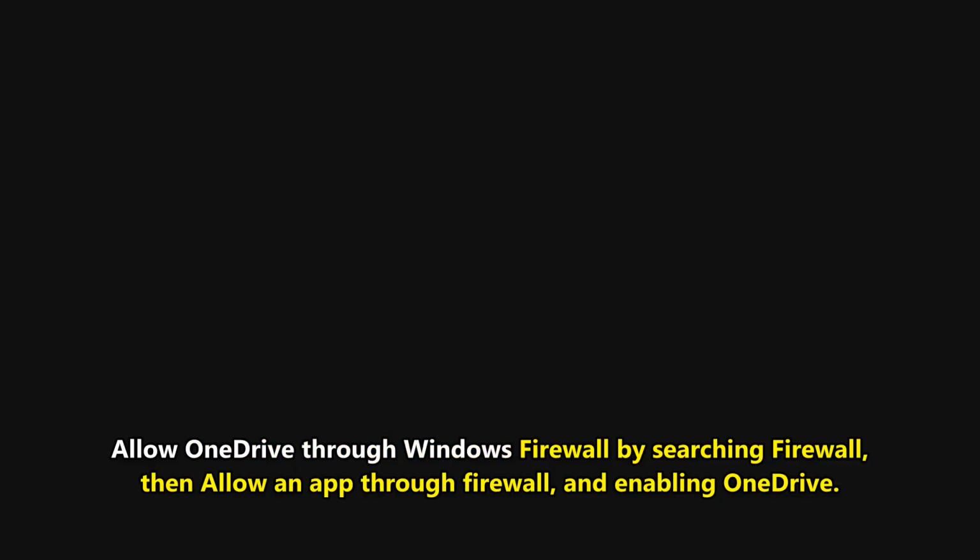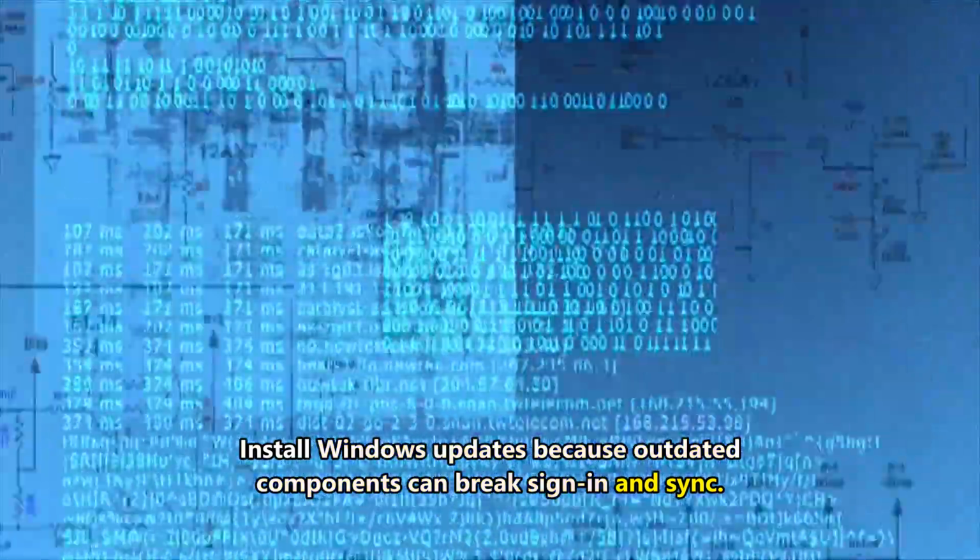Allow OneDrive through Windows Firewall by searching Firewall, then allow an app through Firewall and enabling OneDrive. Install Windows updates because outdated components can break sign-in and sync. Update OneDrive by downloading the latest client from Microsoft and installing it over the current version.